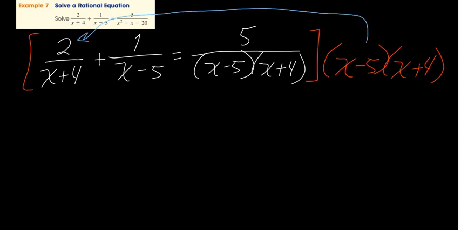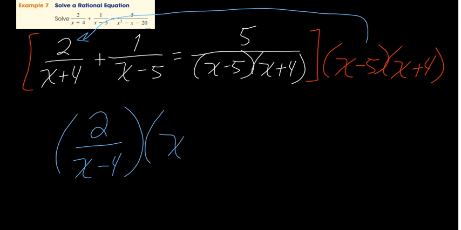Okay, so we're going to say, this times this. Well, what is x minus 5 times x minus 4 times 2 over x plus 4? It does seem a little tricky, so let's go ahead and write that out real fast in the same orientation that you see it. It's going to be multiplied by x minus 5, x plus 4. That's essentially what the distribution process looks like right now.